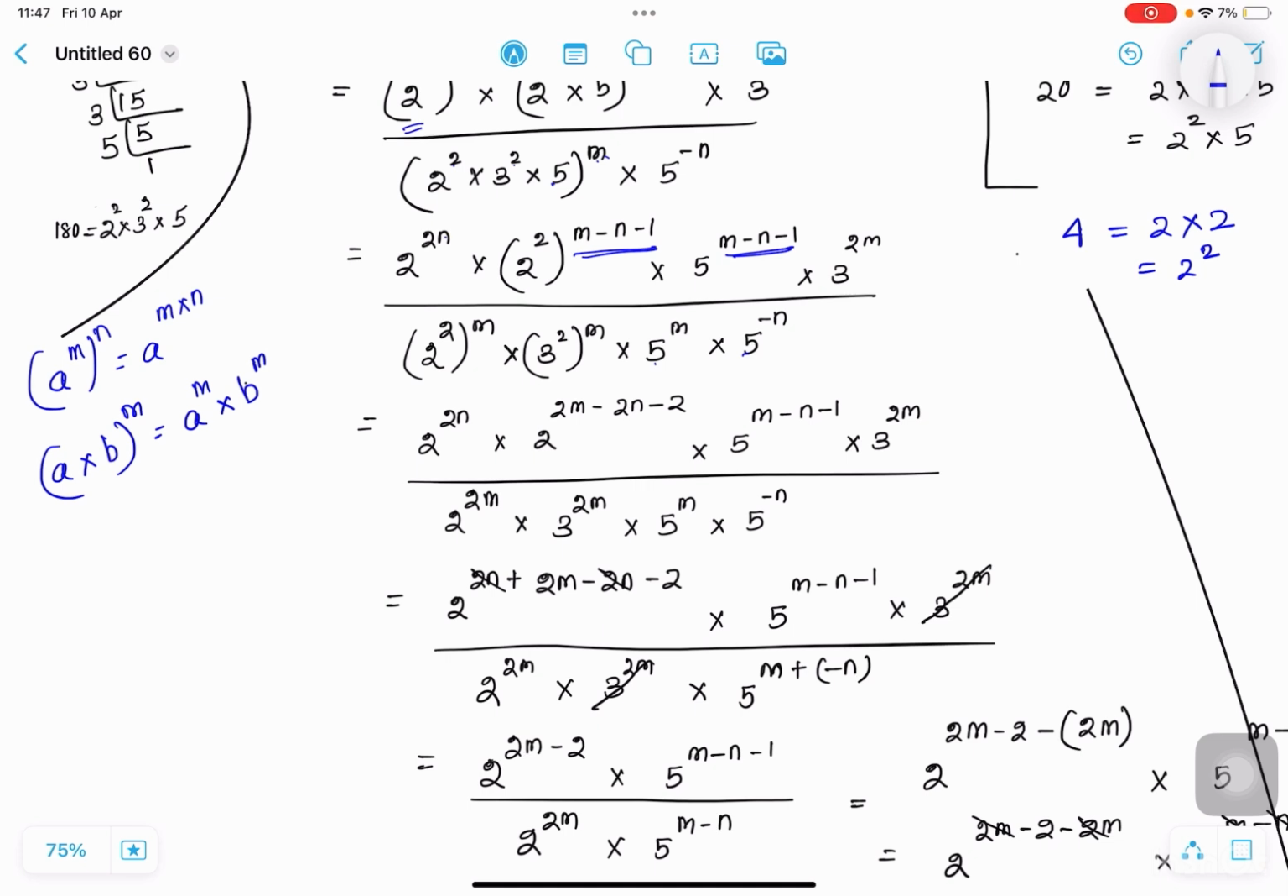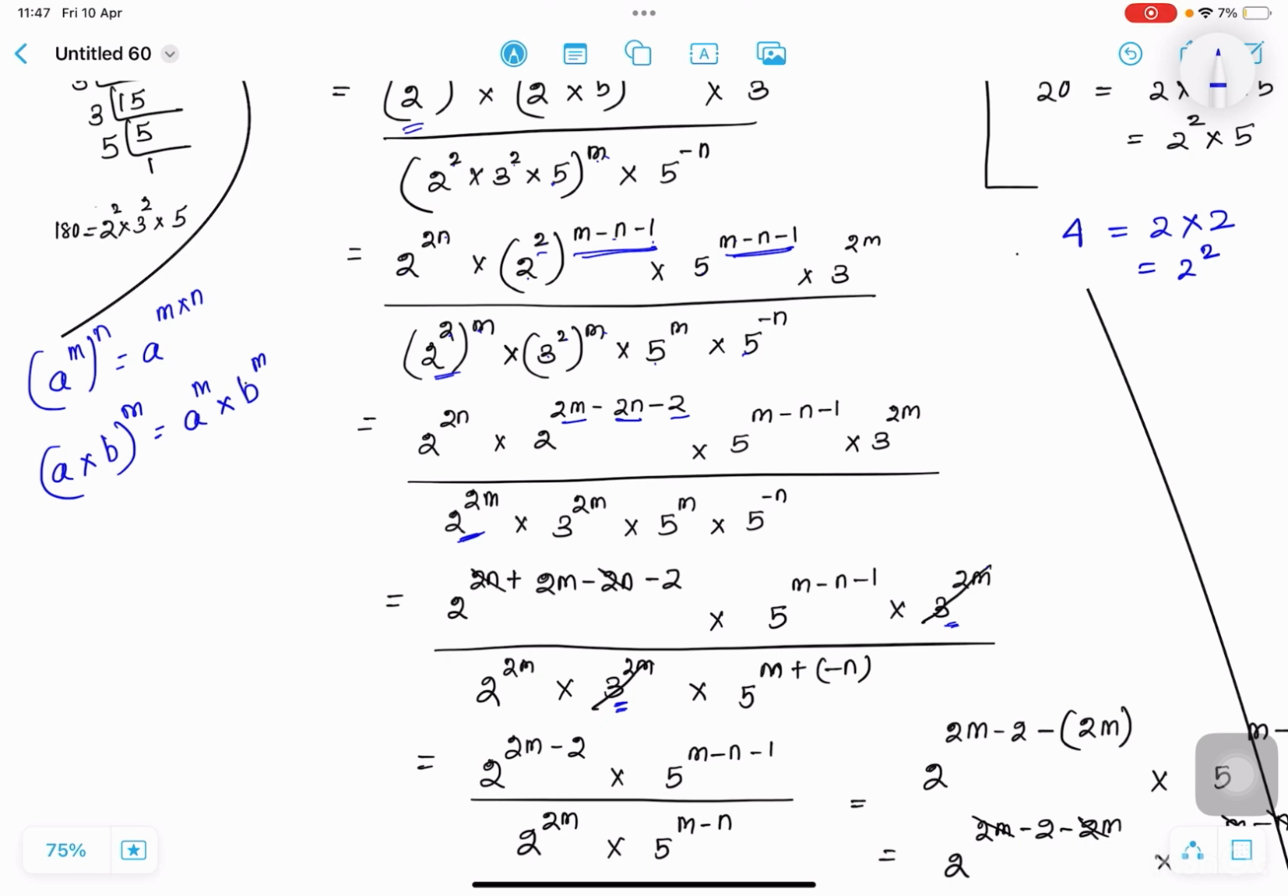Then see 2 to the power 2n, here 2 to the power 2m, 2 to the power minus n minus 2n, 2 to the power minus 1 minus 2. 5 to the power m minus n minus 1, 3 to the power 2m. Now here 2 to the power m is 2 to the power 2m, 3 to the power 2m, 5 to the power m into 5 to the power minus n. Now we can cancel this one, 3 to the power m. Here in the denominator it is also 3 to the power m, so we can cancel this one.